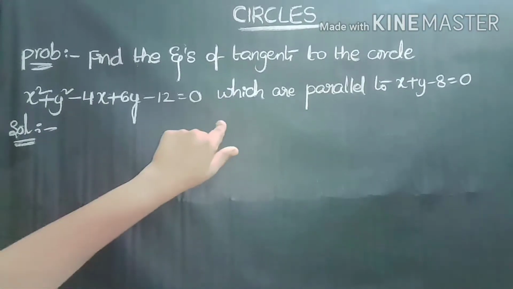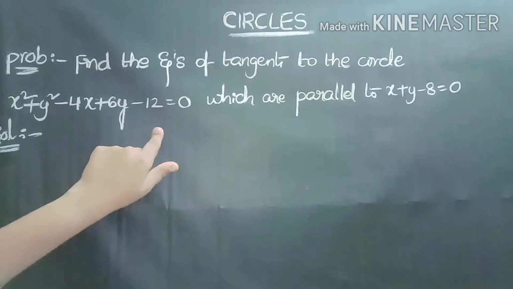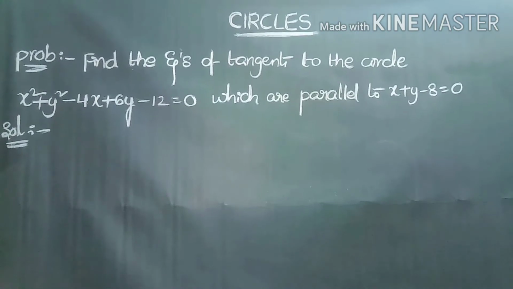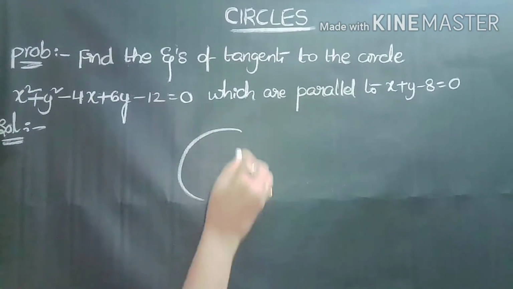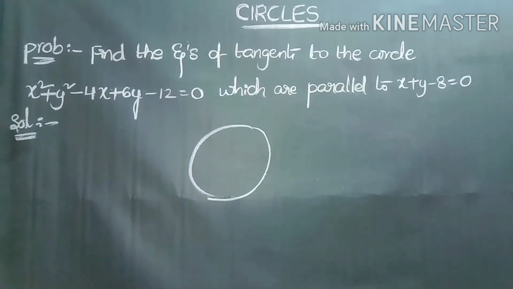Find the equations of tangents to the circle x square plus y square minus 4x plus 6y minus 12 is equal to 0, which are parallel to x plus y minus 8 is equal to 0. Find the equations of tangents. We have to find the equation of tangent to the given circle. This is the given circle. The tangent is parallel to the line x plus y minus 8 is equal to 0.